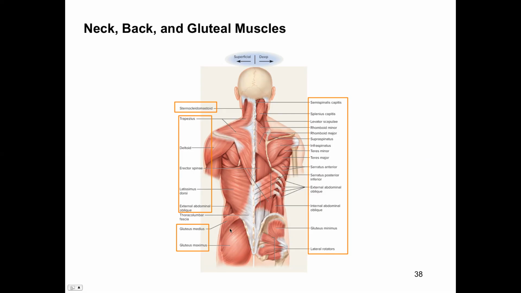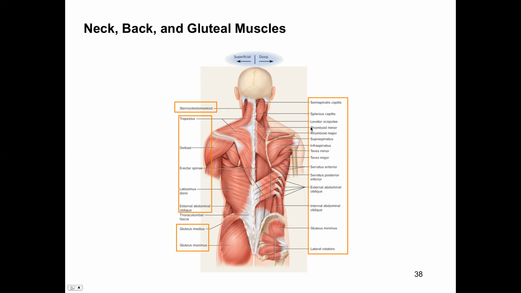Okay, glutes. Notice you've got your gluteus medius, then your maximus, and then your minimus. Your minimus is deep to both the medius and the maximus, and the medius is superior to the maximus, all right? So hopefully that helps a little bit.